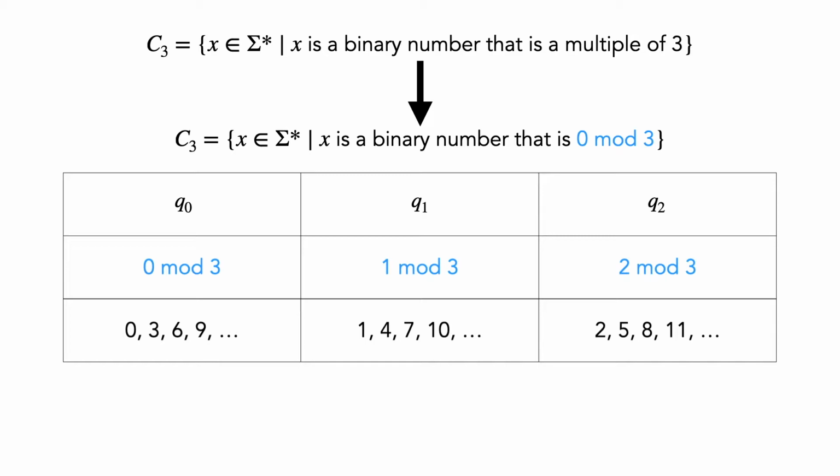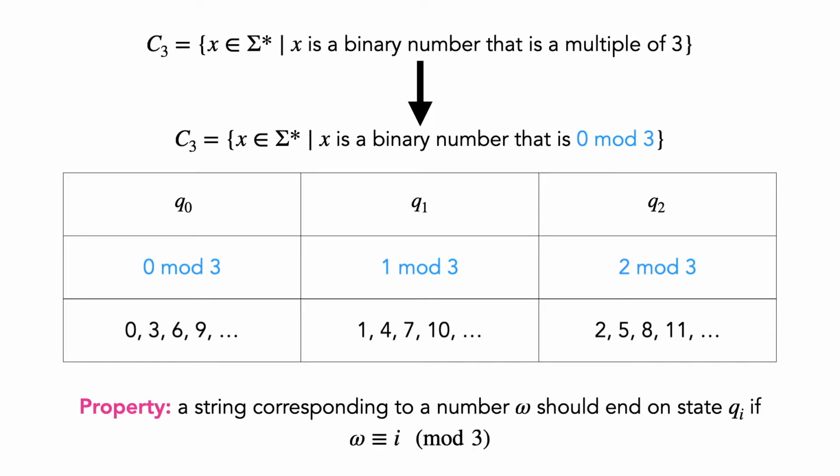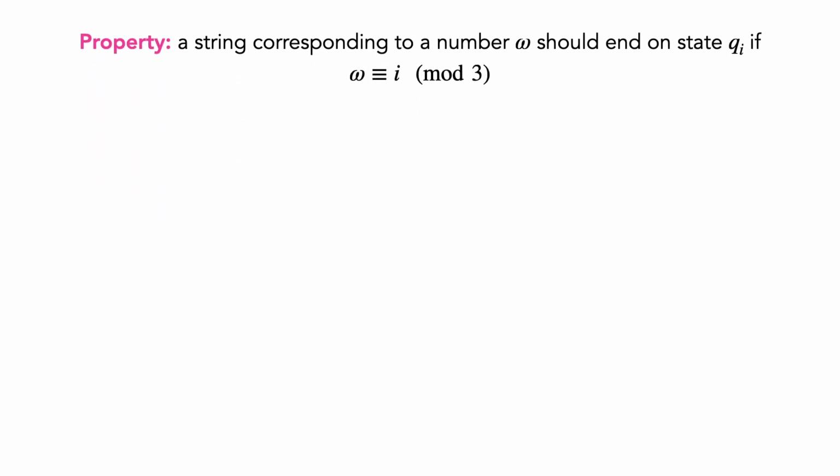And I'm going to formalize this a little bit by stating this property, which is that at every point in a string, when we're reading a string character by character, any string corresponding to a number omega should always end on state qi if omega is congruent to i mod 3. So basically, when we're reading through a string, we always want our string to be in the state that it's mod 3 of. So if we read in 1, 0, 0, which is 4, we want that to be in Q1 since it's 1 mod 3. And then if we go from this property, ideally we can find some sort of transition function that will satisfy this property. And that's what we're going to do over here.